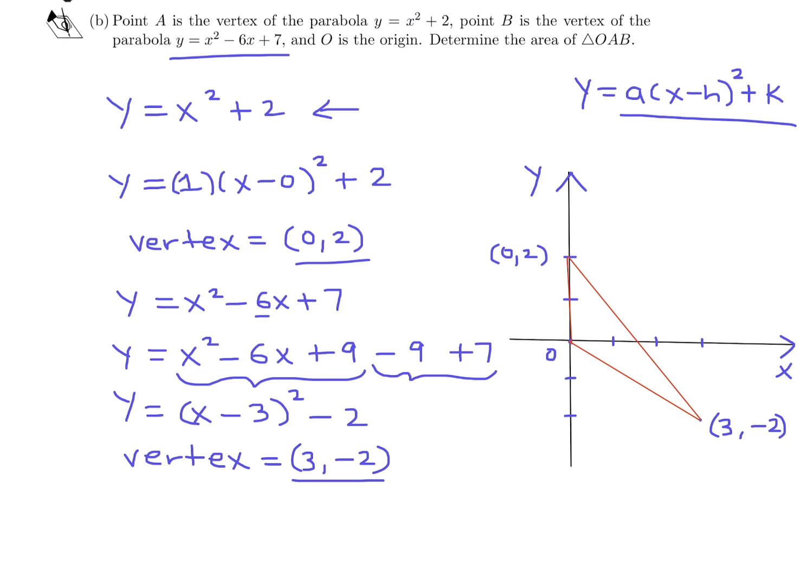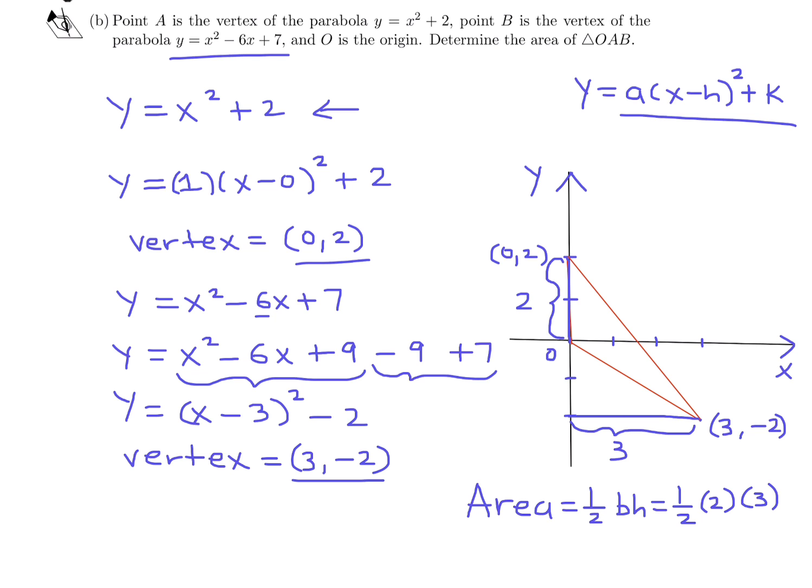And we have to now figure out the area of that triangle. Area is 1/2 base times height. The base doesn't really matter, but I'll call this the base, and that distance is 2. And then the height, I'll call this the height from there to there, and that distance is 3. So we get 1/2 times 2 times 3, which is 3. That is the area of this triangle, OAB.